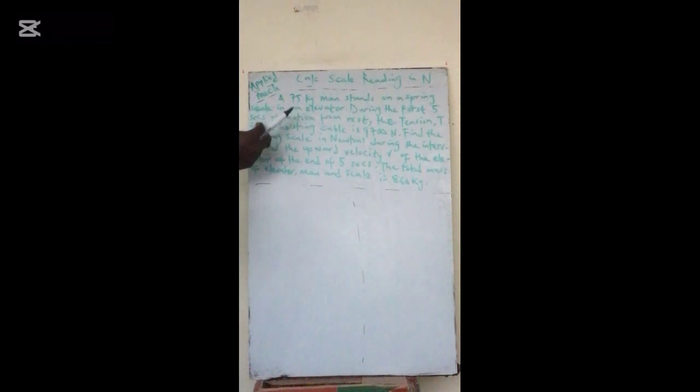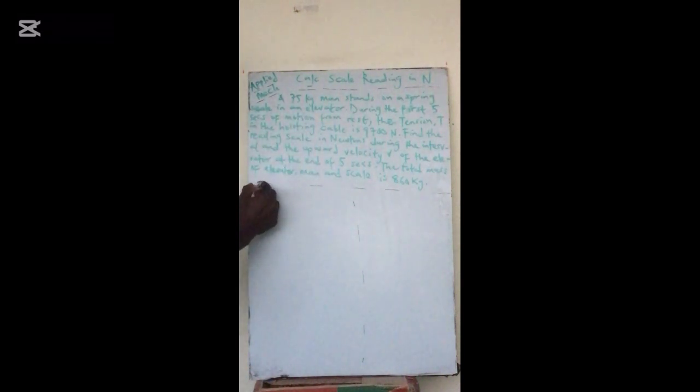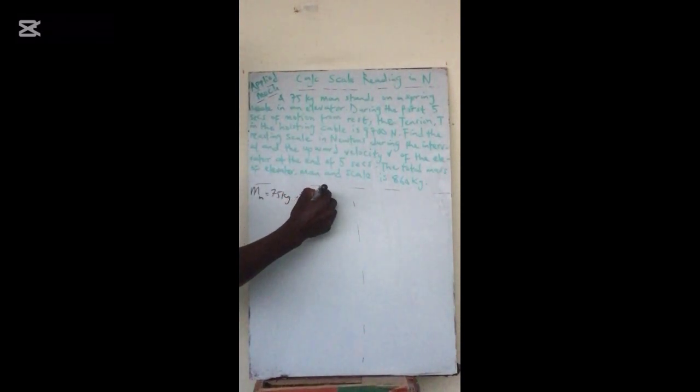So we have a 75 kilogram man standing on a spring scale in an elevator. They give us the mass of the man, so I'll just say Mn, and this is the mass of the man, and it is 75 kg. So moving on. During the first 5 seconds of motion, they've given us the time. So we write our time t as 5 seconds.